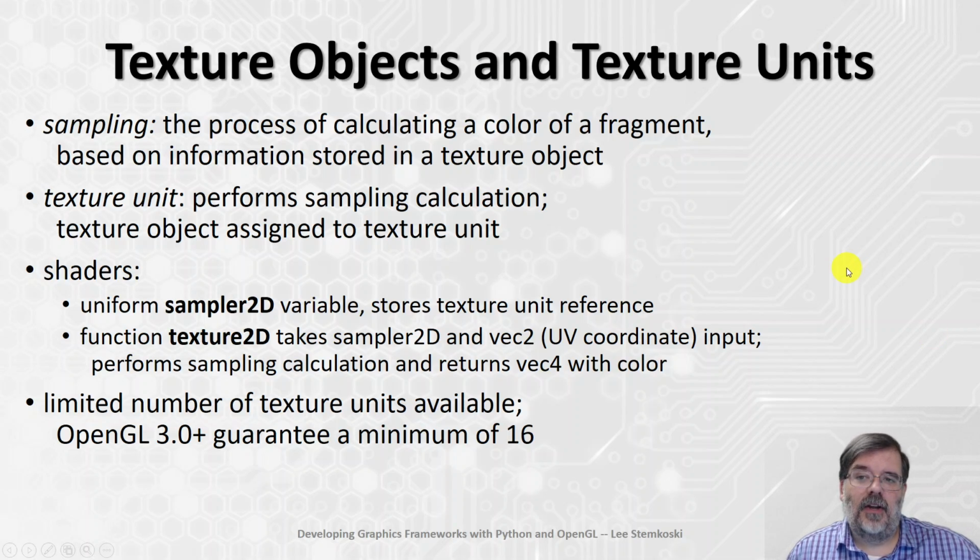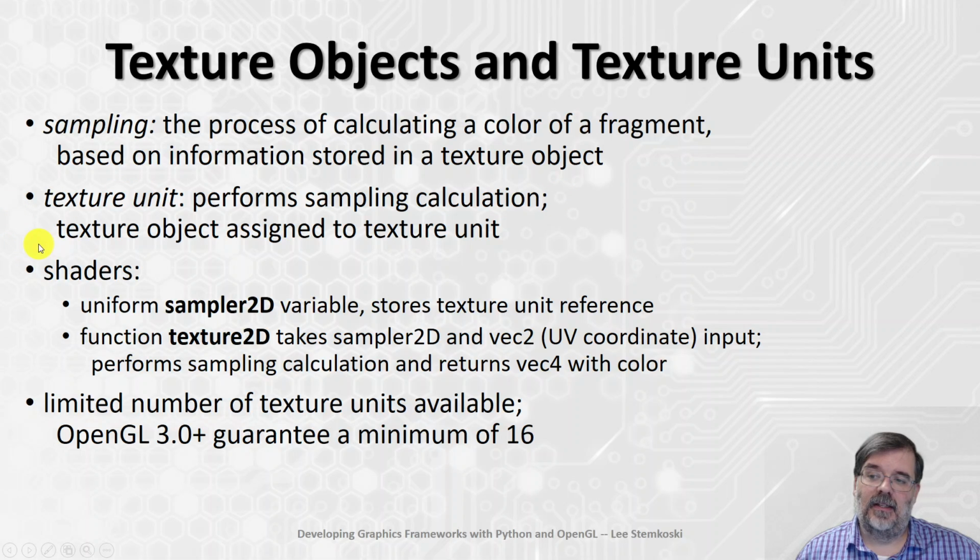So to begin, we need to talk about something called a texture unit. And this can cause a little bit of confusion. Texture objects store the pixel data. They also store related data like the different algorithms you're going to use to select colors from the pixel data. Now, sampling refers to this process of how you calculate a color of a fragment based on this information that's stored in the texture object. Sampling is the process. Something called a texture unit actually performs this sampling calculation.